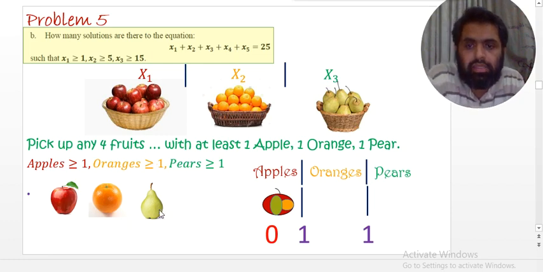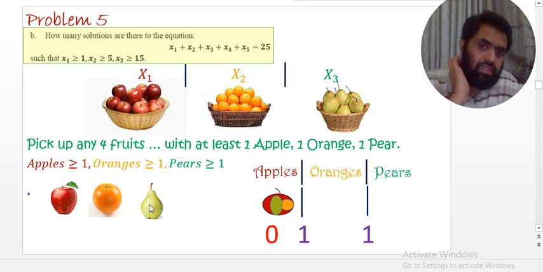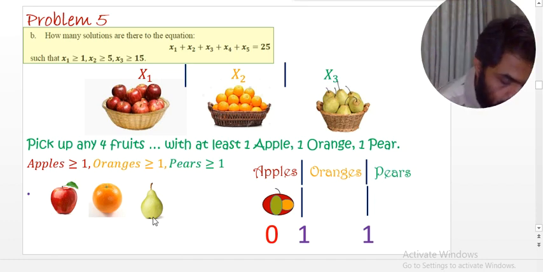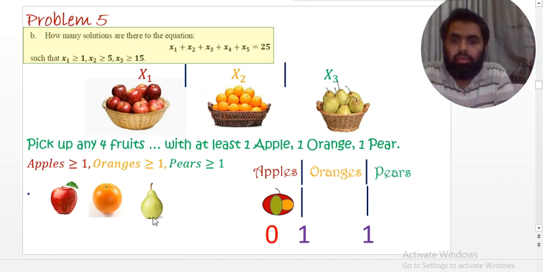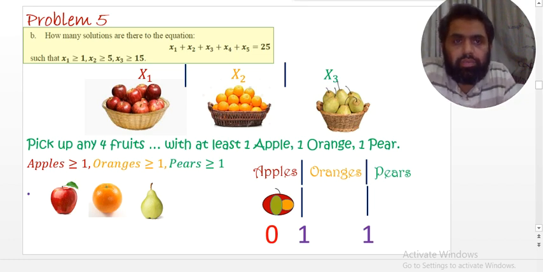here. At least I need 1 orange, so I separate 1 orange here. At least 1 pear I need, I have no choice, at least I should have 1 pear, so I put 1 pear aside. So how many fruits have I already got? I've got 3 fruits, 1 apple, 1 orange, 1 pear. In total, how many fruits am I supposed to pick up?